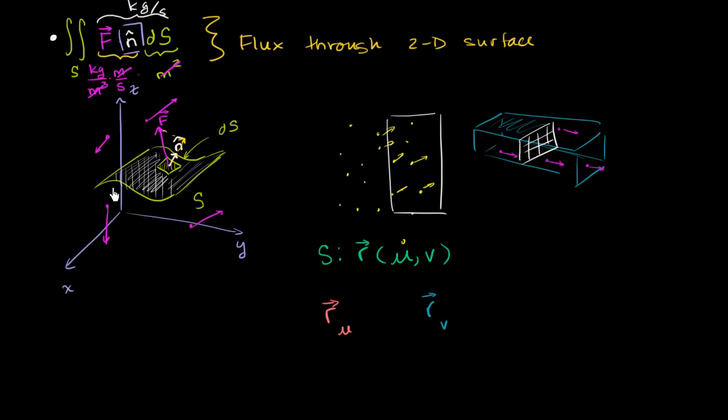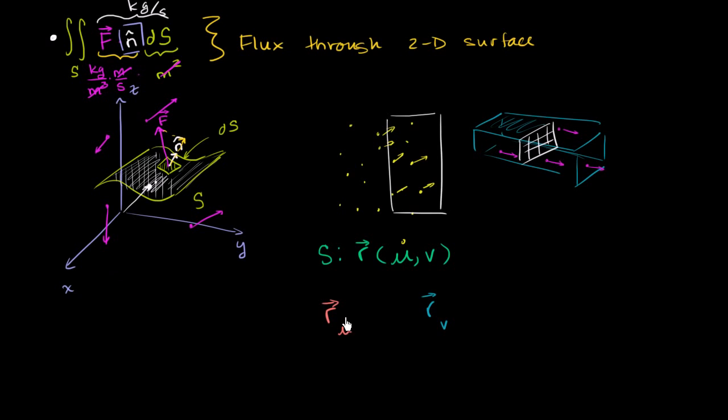So let's say that we're at some point uv. So for some uv, if you find the position vector, it takes us to that point on the surface right over there. Now let's say that we increment u just a little bit. And as we increment u just a little bit, we're going to get to another point on our surface. And let's say that other point on the surface is right over there.